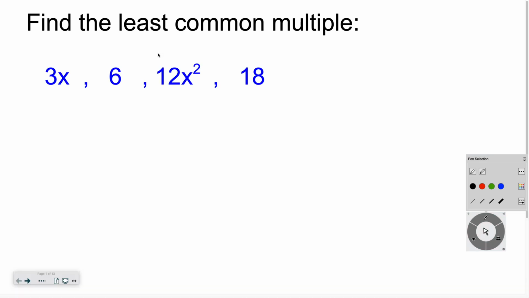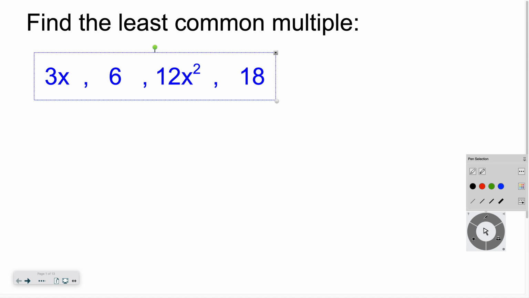Okay, so next section is 8.5. We're going to be adding and subtracting these expressions instead of multiplying and dividing. It's a little more complicated, all right? So the first thing we're going to look at is how do we find the least common multiple, because we're going to need to make common denominators in order to add fractions, okay?